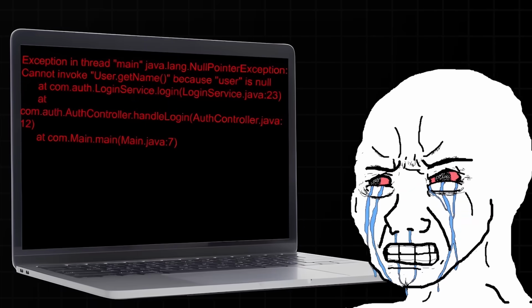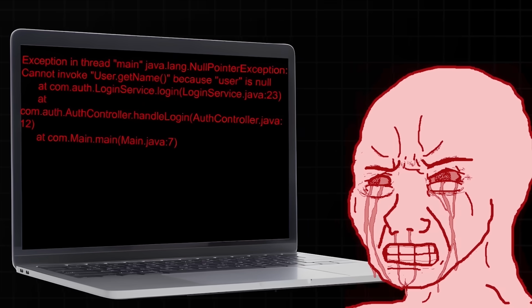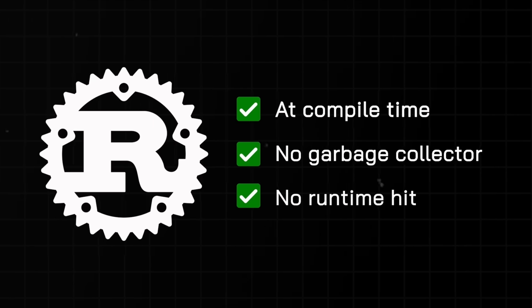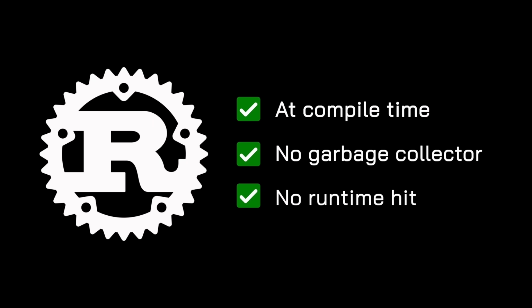Part 1. Why Rust code doesn't break. You know those bugs that only show up in production? Seg faults, data corruption, mysterious system crashes? Rust eliminates those at compile time, with no garbage collector and no performance hit. But how does Rust achieve this?